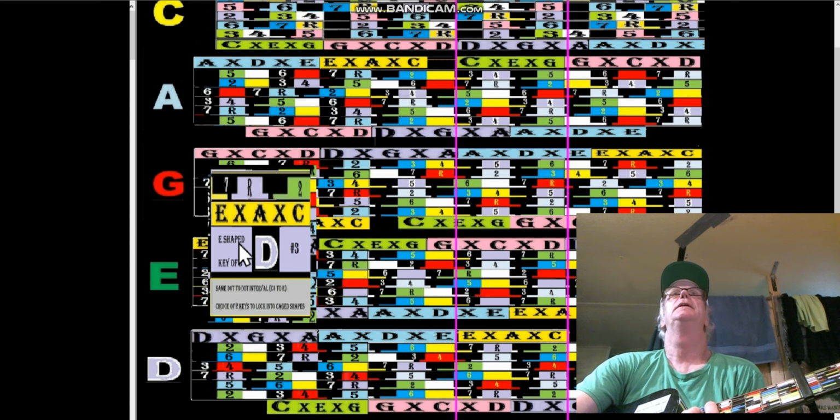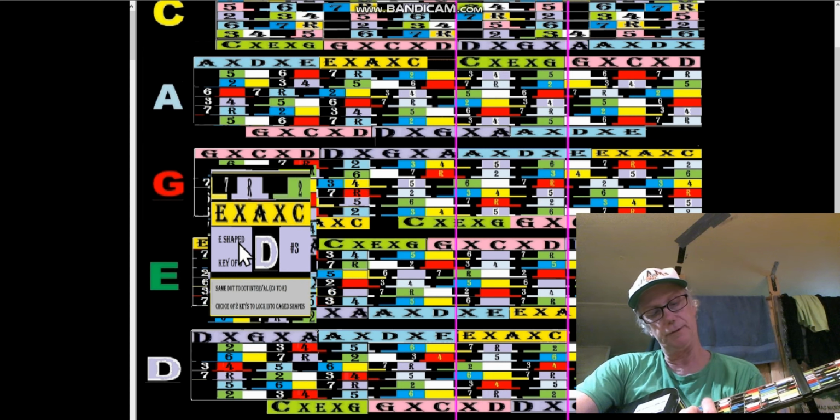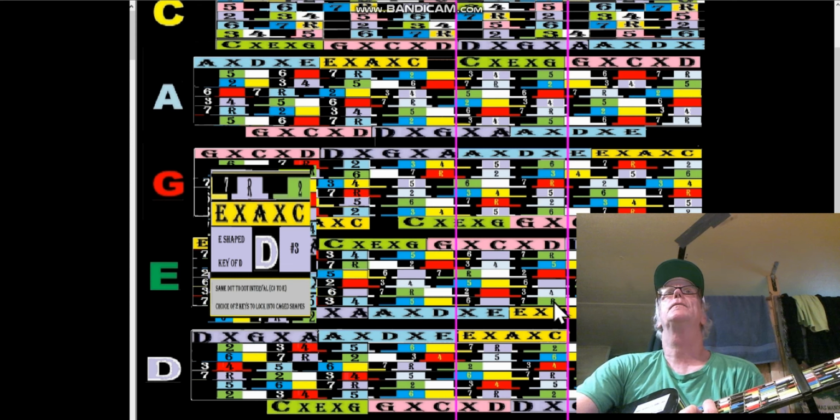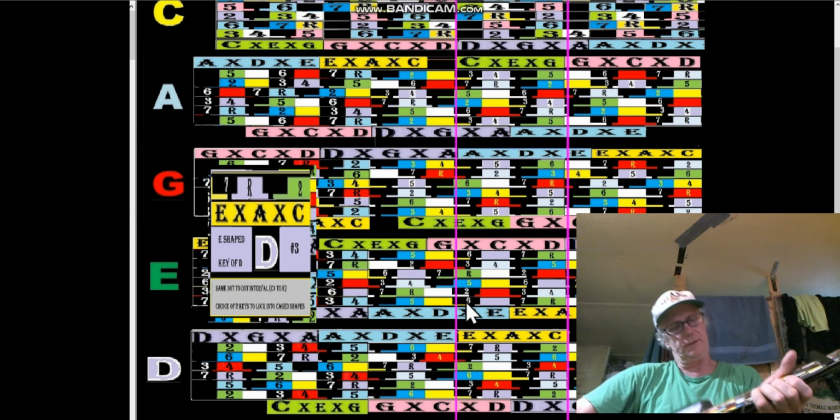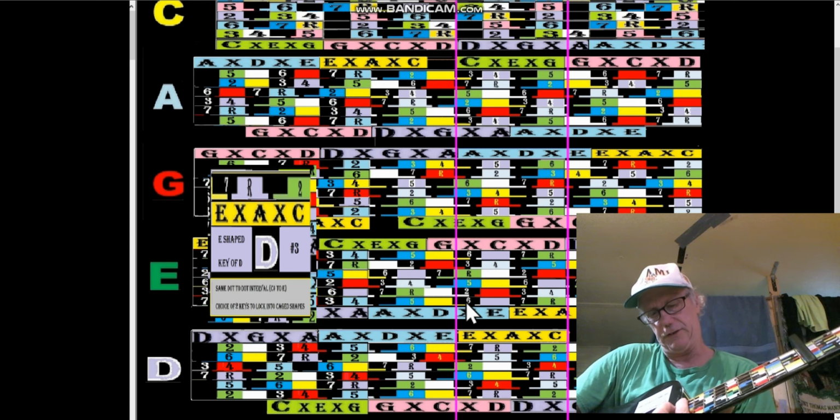Now that E shape is going to start on the root. So the root is going to be the... alright, we got an E shaped D. Here's our D. The C sharp is here, up here. It's one whole step up.